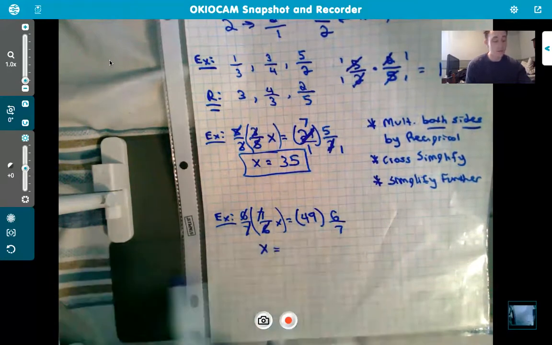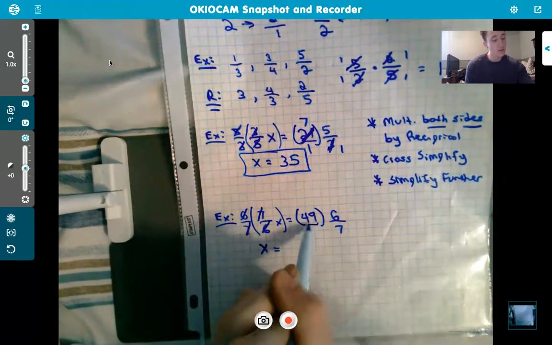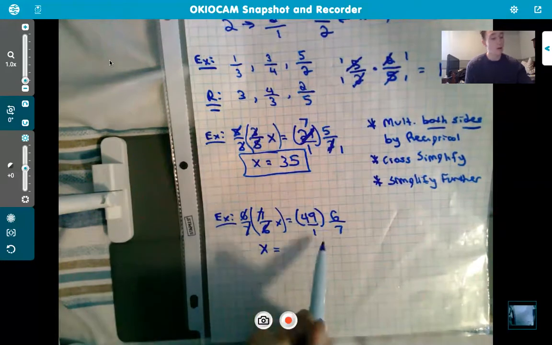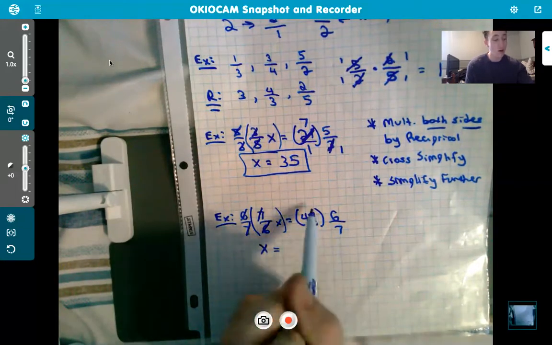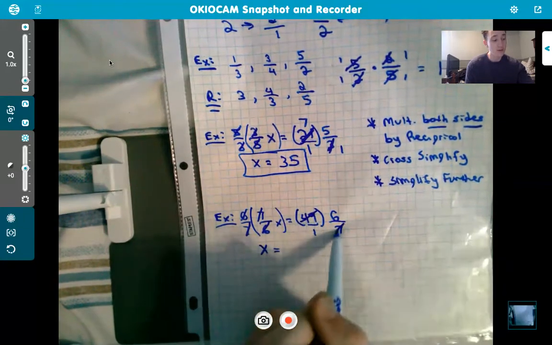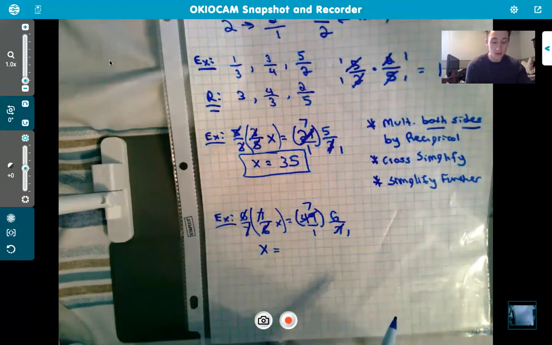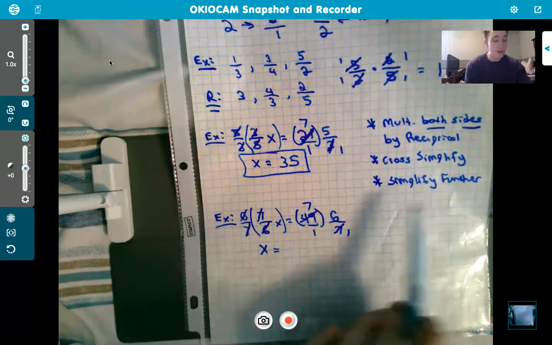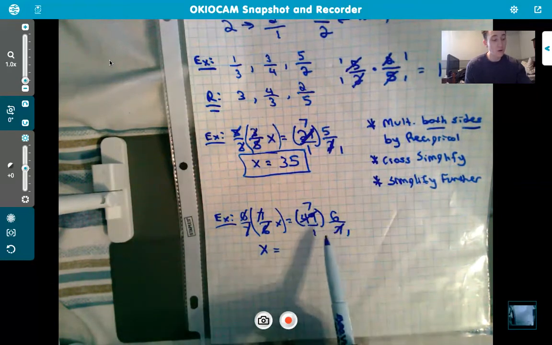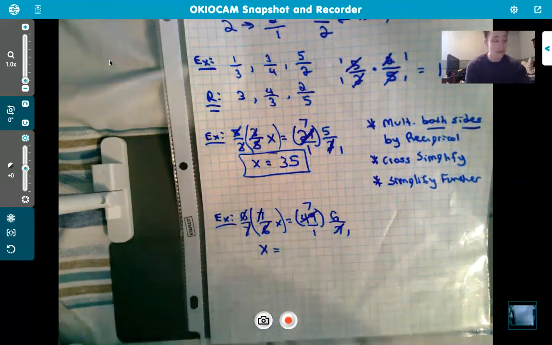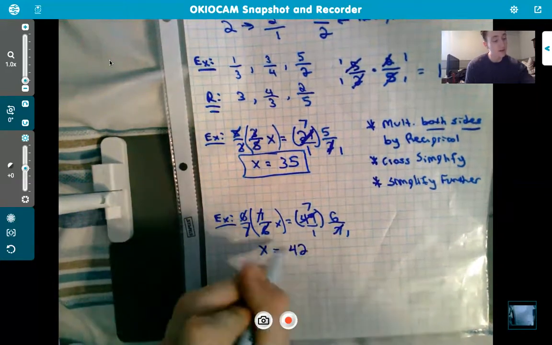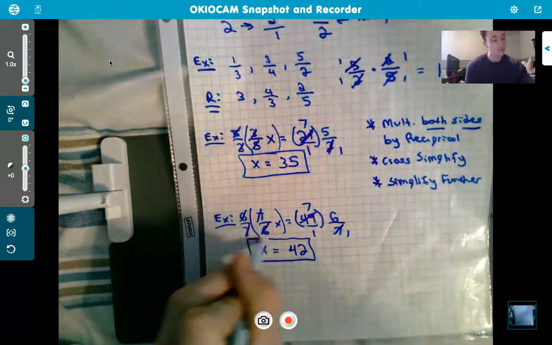And now I just cross simplify again. Well, as we said before, this could be 49 over 1. The 1 and the 6 don't simplify at all. But notice that 7 goes into 49 7 times. I'll simplify further. I have 7 over 1 times 6 over 1, or just 7 times 6. And that gives me 42 for my answer.